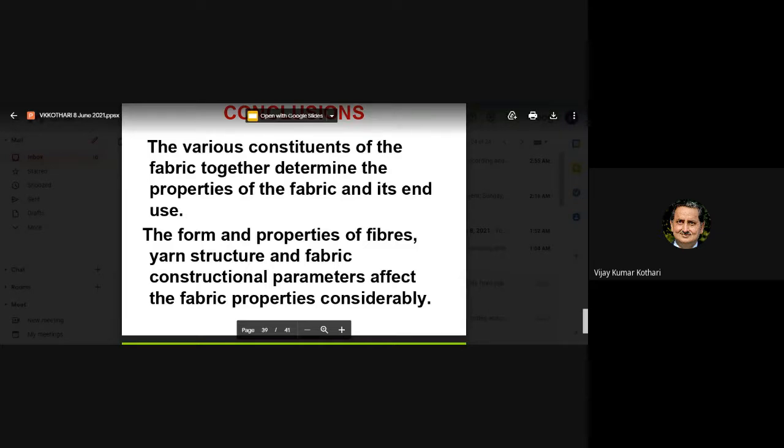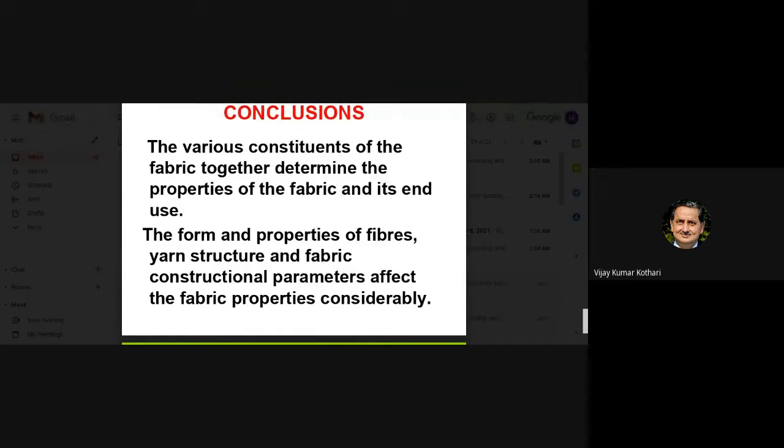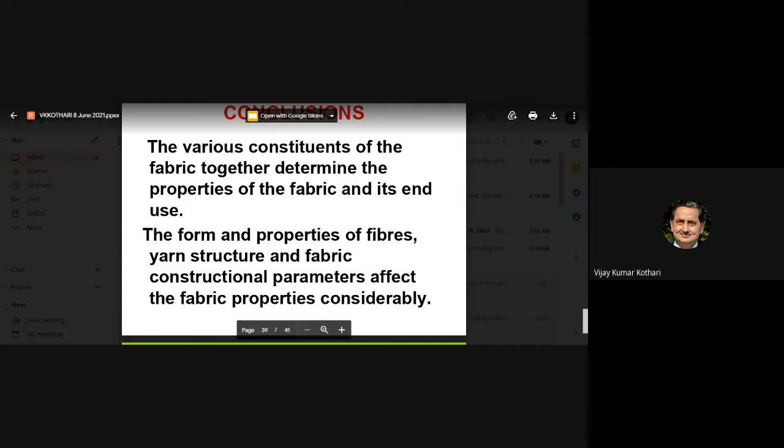So in conclusion, what we really can say is that the various components of the fabric together determine the properties of the fabric and its uses. The form and the properties of the fibers, the yarn structure, the fabric constructional properties would really affect the fabric properties considerably. So this is what we have been able to do in this particular thing.